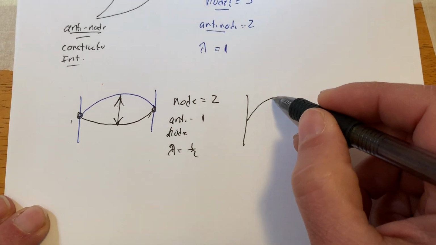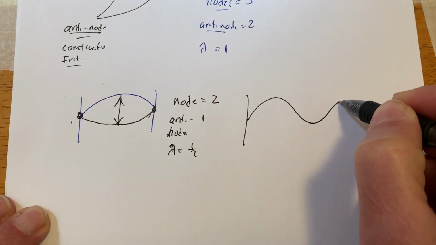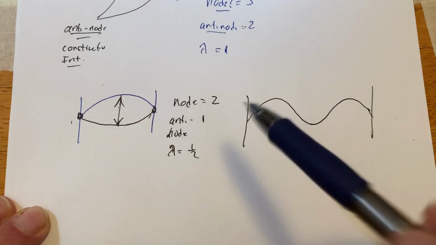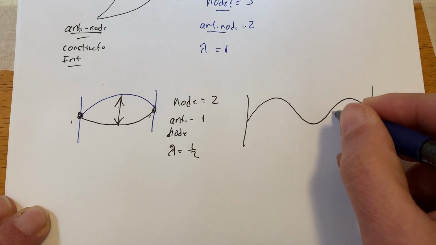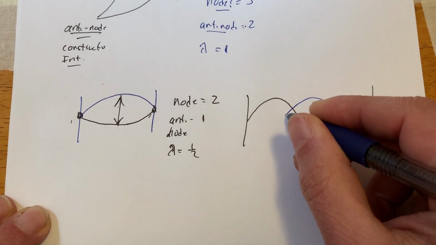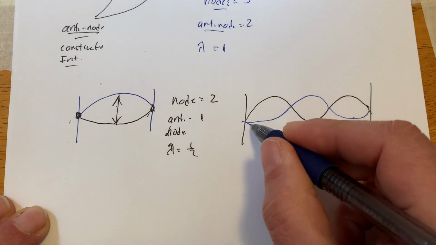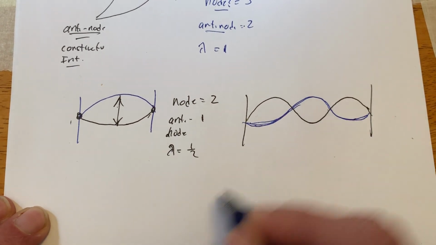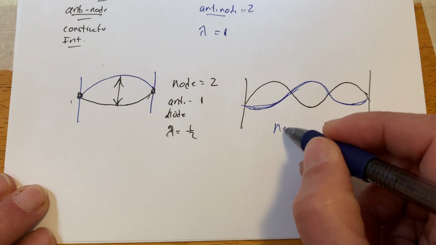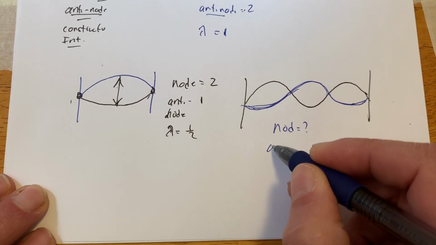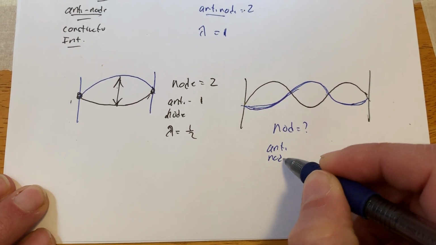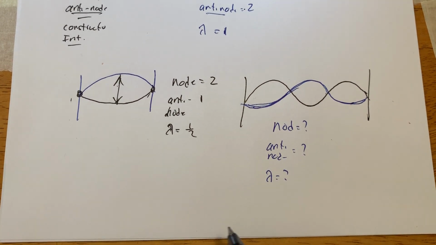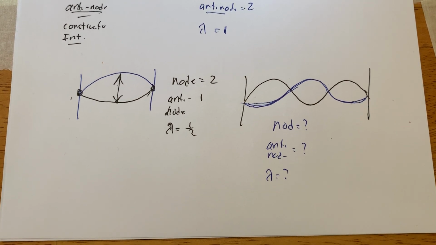Are there any other ones I can make? Well, let's see. There's a wave. Let's make the blue the reflected wave. There's the blue, reflected wave. I don't know how well that looks, it's probably not too good, but you get the picture. Black is the original wave, blue is the reflected. So here's what I want you to do. Nodes, how many? Antinodes, how many? Wavelengths, how many? I want you guys to do that. Take a minute, press pause, do whatever you want.